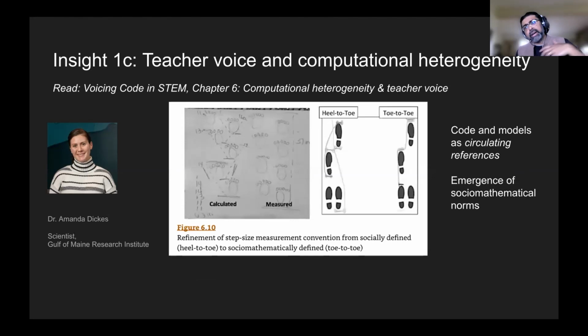And then we saw something else, and this is a truly brilliant observation by Amanda, that throughout the year, the teacher gravitates toward what Paul Cobb would call socio-mathematical norms.